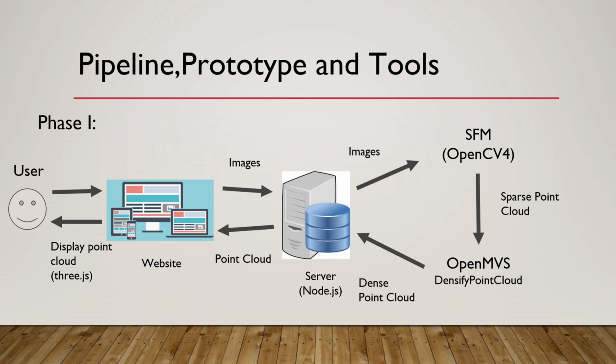Then the server uses OpenCV4 with the SFM module to generate a sparse point cloud and gives it to OpenMVS to generate a dense point cloud. The server will display the point cloud on the website with vv.js, which is a JavaScript library to load a 3D model on a web page.